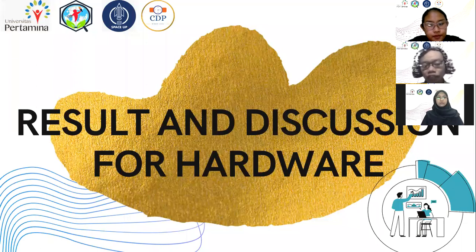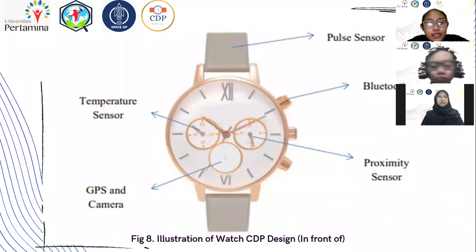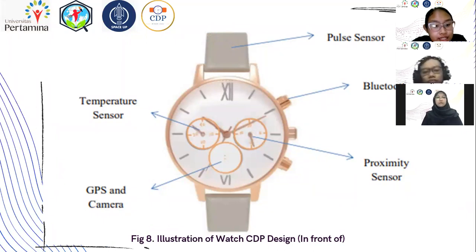The result and discussion for hardware is represented by Cecilia. Figure 8 is an illustration of what the CDP design looks like from the front. The gray color is the pulse sensor that is used to detect and measure the electrical signal emitted by the heart when it beats. The Bluetooth is used to transfer the data. The proximity sensor is used to detect the presence of an object without physical contact. The temperature sensor is used to measure hot or cold energy. And the last is the GPS or camera, which uses an image or sound sensor.